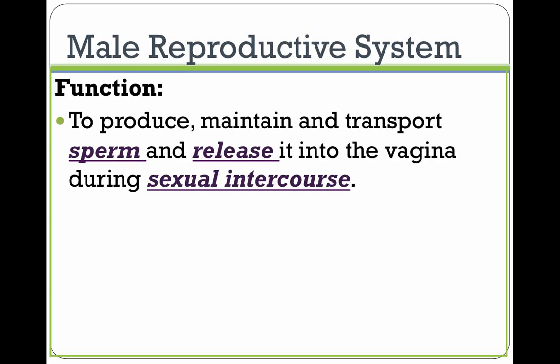Finally, last, the male reproductive system. Its function is to produce, maintain, and transport sperm cells. Remember, we've learned in the past, sperm cells and egg cells come together to make a human, a new life. The male reproductive system provides the sperm cells and releases them into the vagina during sexual intercourse.